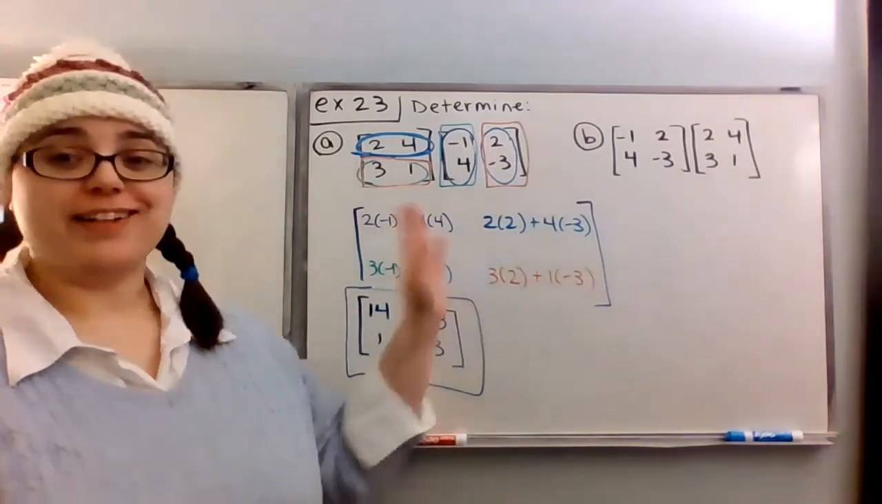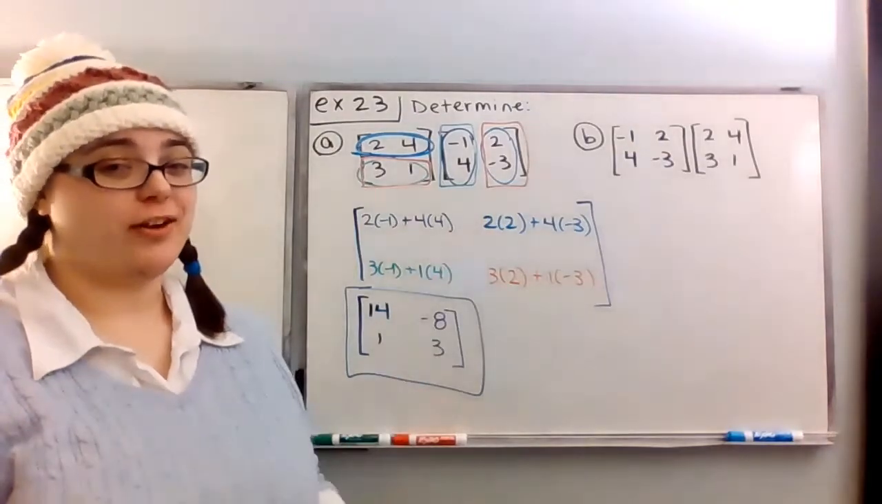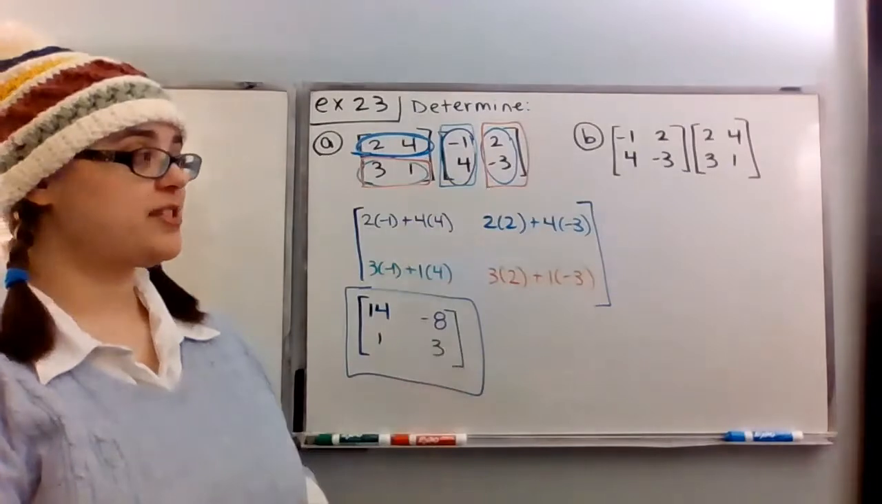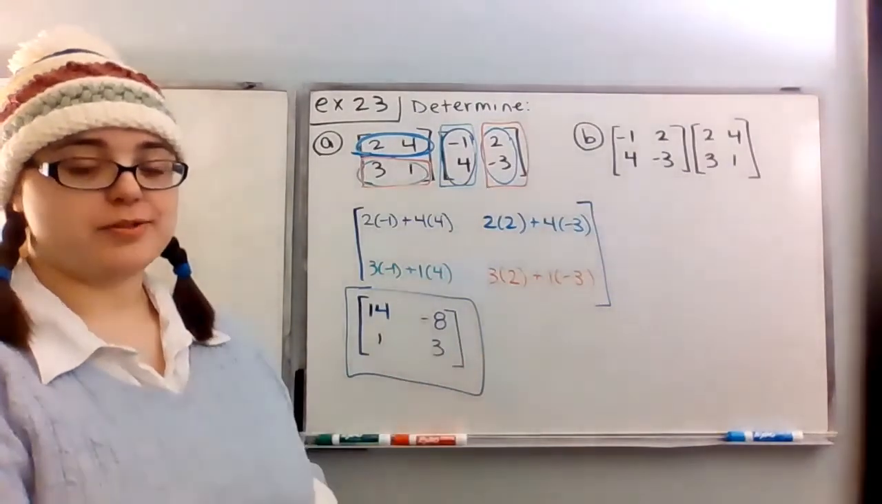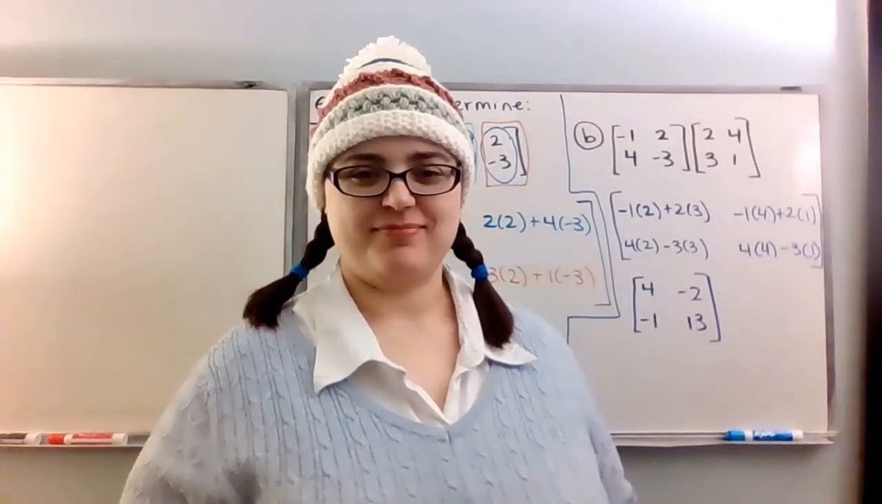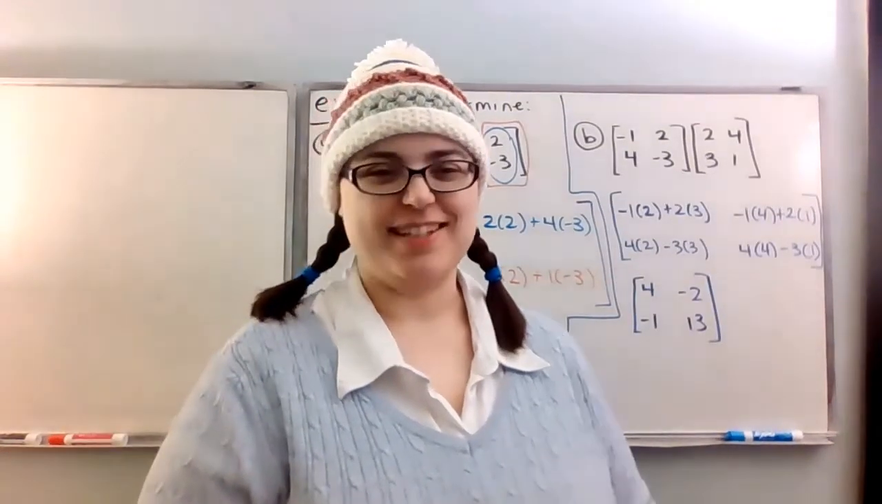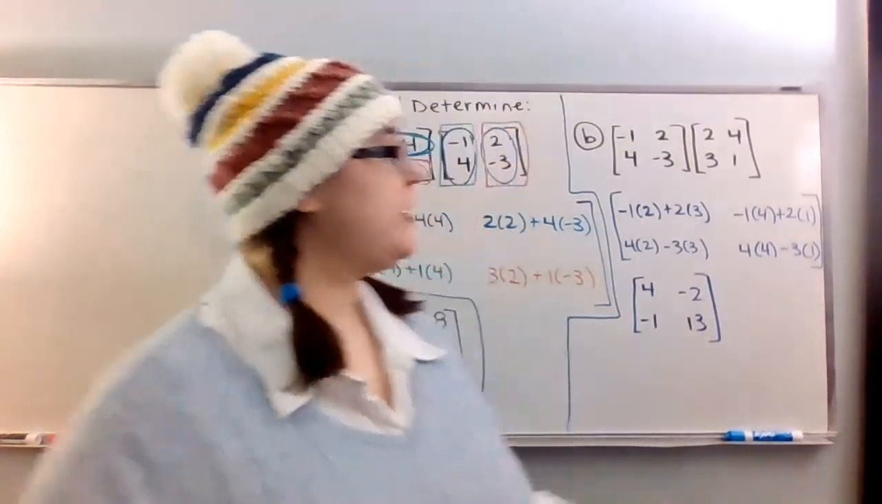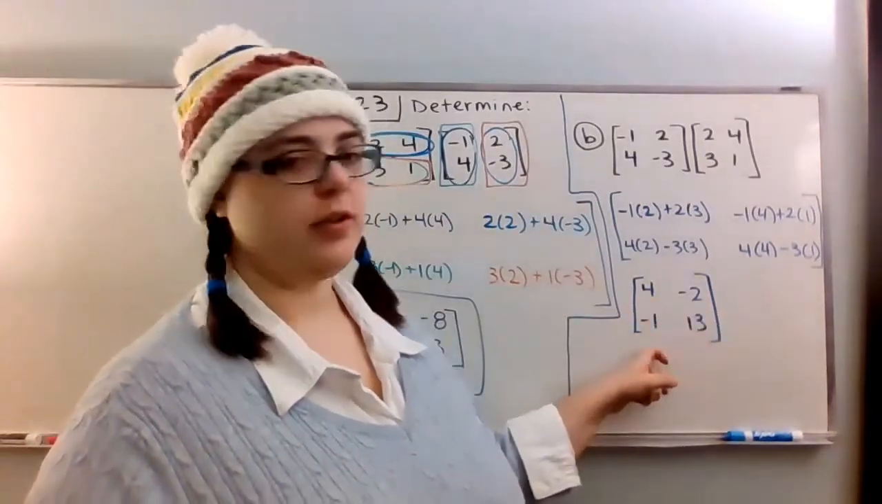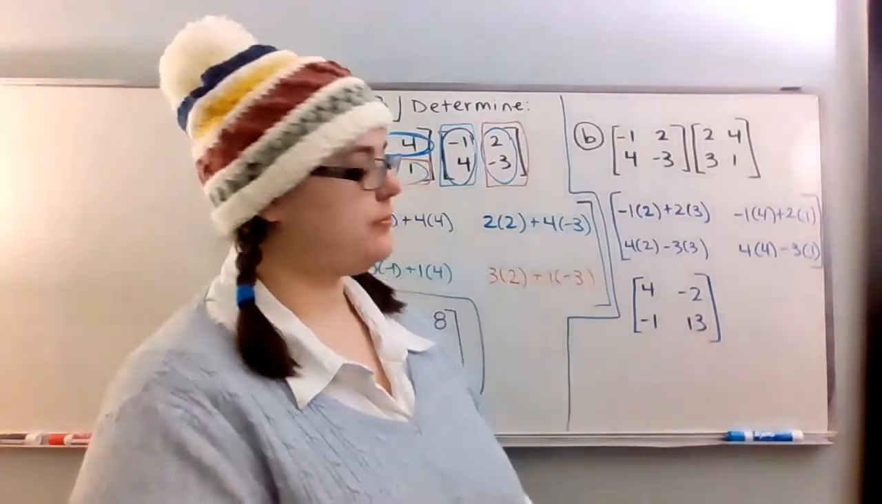Now, I've provided a second example here for you to try out on your own. Walk yourself through it, see how you do. I'm going to walk through it as well, and we can compare answers. Okay, let's see how we did. So my final answer for part B was 4, -2, -1, and 13.